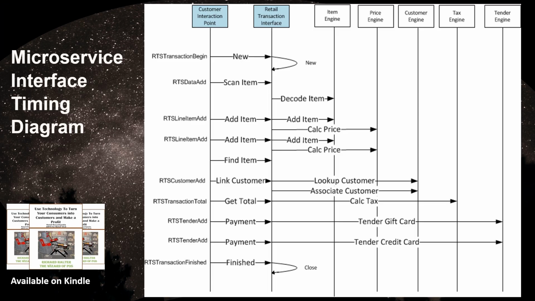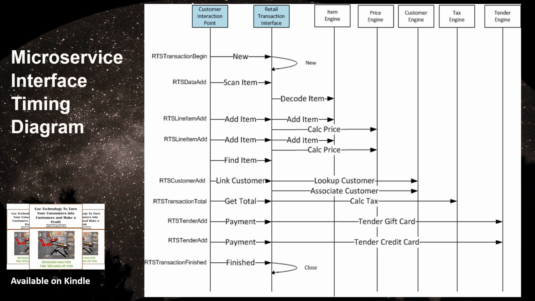So let's take a quick look at a microservice interface timing diagram for a retail transaction. It starts with a transaction begin. You scan in data through a data add. You add line items by adding lines. They then interface to the various engines for calculating price and getting item information. You add in customers, looking up customers, and any sort of associations that can occur. You total the whole thing, and you can then calculate the tax with the tax engine.